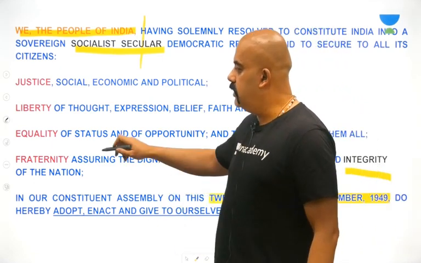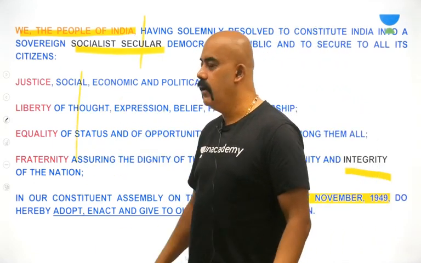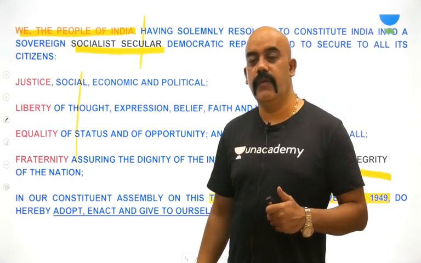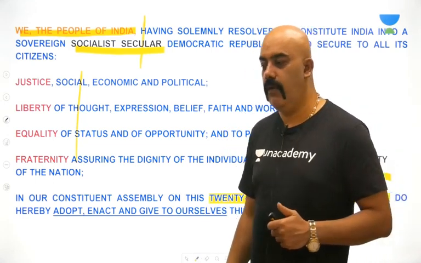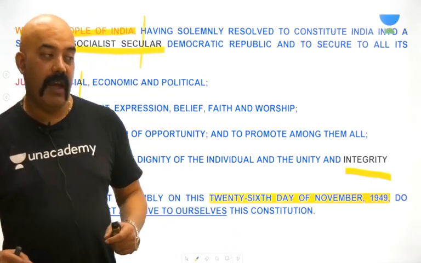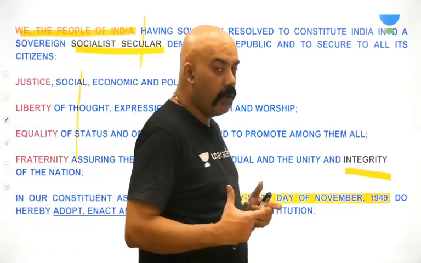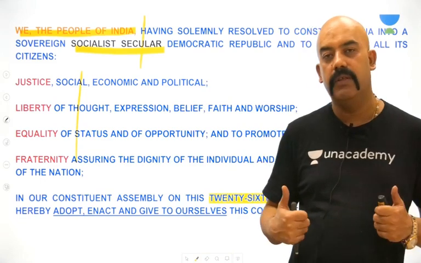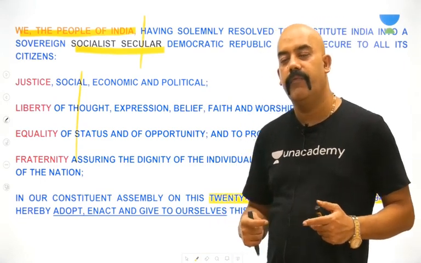Then you look at these words: justice, liberty, equality and fraternity. These are the objectives of the preamble, or rather the objectives of the constitution. So what are we aiming for? What is our objective? Where do we want to reach? These are four different words: justice, liberty, equality, and fraternity.